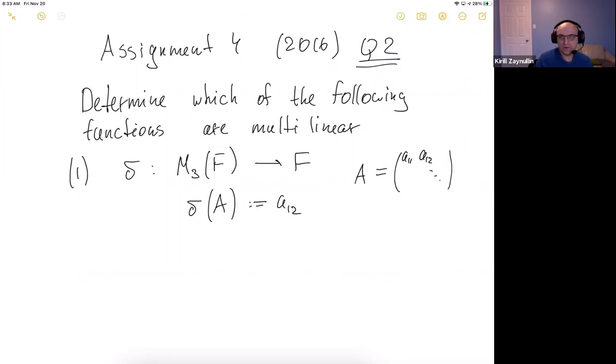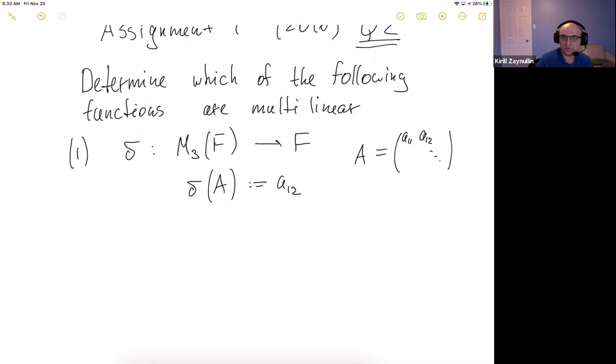Now, how does one attack this problem? Here the question is just to check the properties of being a multilinear function. Let me remind you that this function is defined on the space of 3x3 matrices. What does it mean? It means that M3(F) is considered as a row space, so let me write it down.